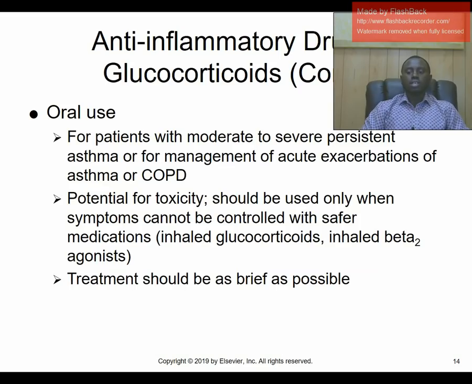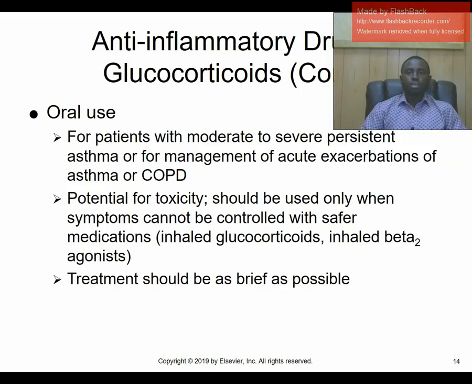Glucocorticoids also come in the oral form. For patients with moderate to severe persistent asthma or for management of acute exacerbations of asthma, an oral glucocorticoid can be used. There is, however, a potential for toxicity, and so it should be used only when symptoms cannot be controlled with a safer medication, such as inhaled glucocorticoids or inhaled beta agonists. Treatment should be as brief as possible.